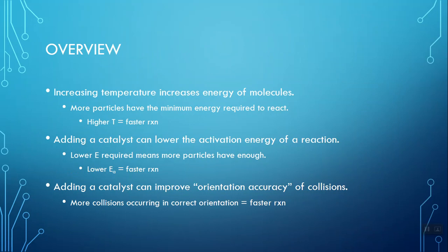So quick overview of what we talked about today. Increasing the temperature increases the energy of the molecules, meaning more particles have the minimum energy required, so a higher temperature leads to a faster reaction. Adding a catalyst can lower the activation energy, so lowering the energy required means that more particles will have enough, so reactions with lower activation energy proceed at a faster rate. Adding a catalyst can also improve what I like to refer to as the orientation accuracy of collisions, which means that more collisions will occur in the correct orientation, which also leads to a faster reaction.